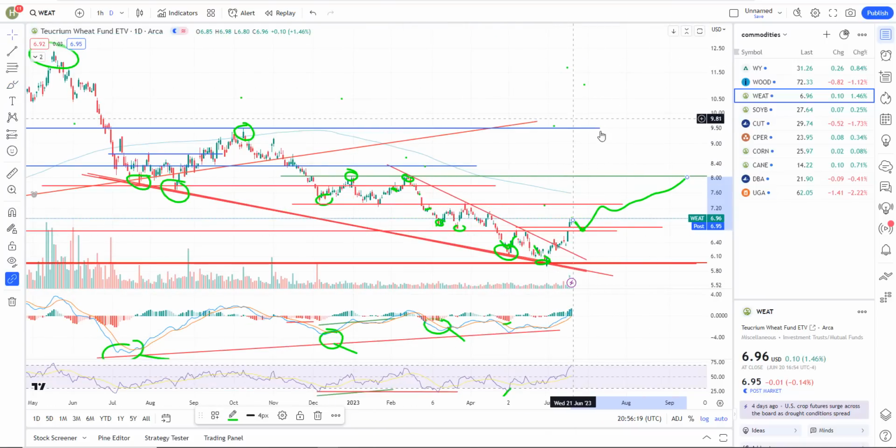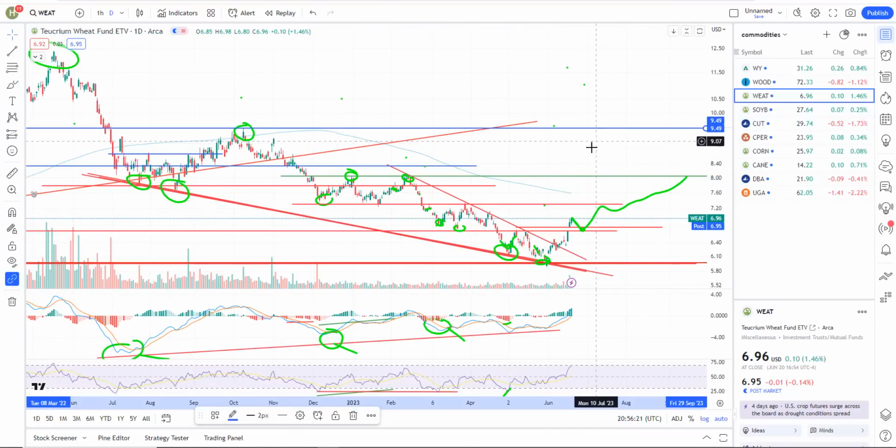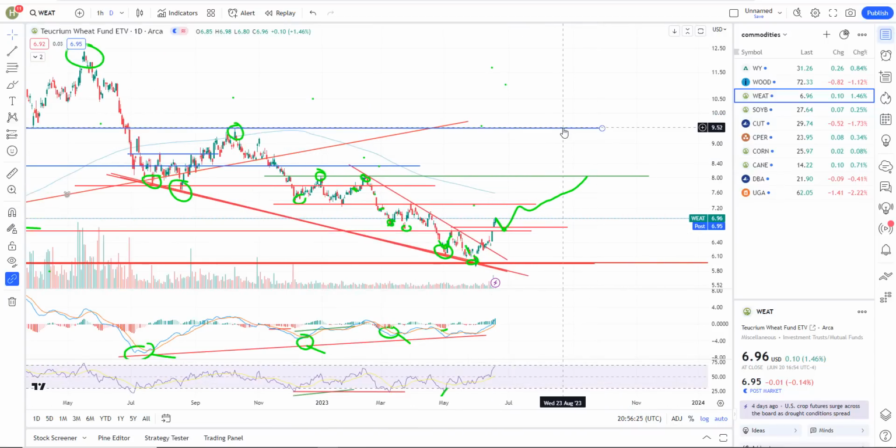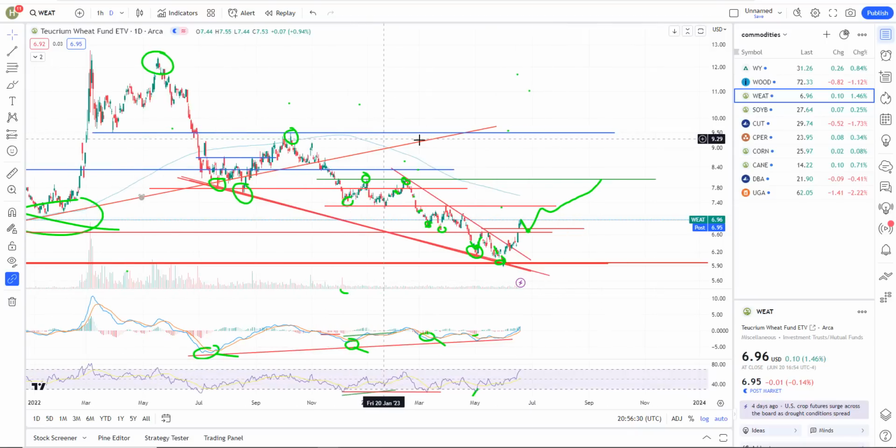Target for this one, over the next, I don't know how long it'll take, probably weeks, maybe a month, maybe 2 months, is 950. All right, that looks like a pretty decent level. And obviously we could take that out, but that's a clear level of resistance, pretty well defined, so I could see us getting up close to that.